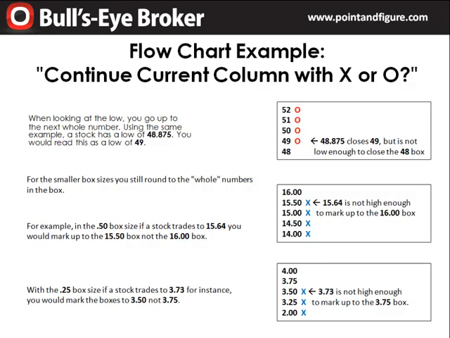Continuing with the current column of O's, when you look at the low, you go up to the next whole number. Using the same example, a stock has a low of 48.875, you would read a low of 49. For smaller box sizes, you still round the whole numbers in the box. For example, in the 50-cent box, if the stock trades at 15.64, you would mark it up to 15.5, not the $16 box. With a quarter box size, if the stock trades at 373, for instance, you would mark it at 350 and not 375. The 373 is not high enough to mark it up to the 375 box.